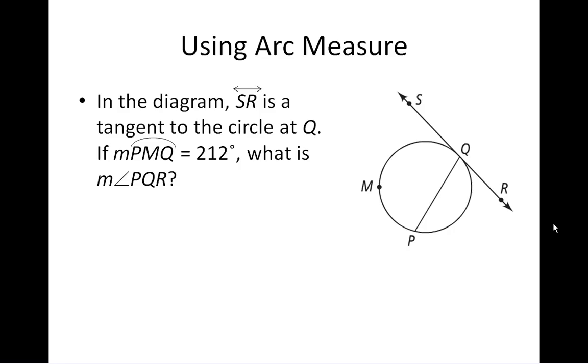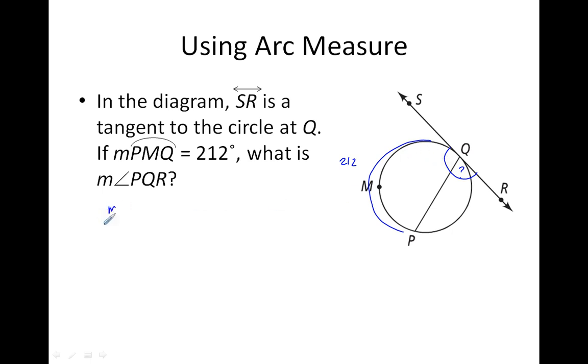Okay. So if we look at this example, segment SR, or line SR, is tangent to the circle at Q. If the measure of arc PMQ, that's this one, is 212, what is the measure of angle PQR? So we're looking for this angle here. Well, these two angles together form that line, so that means they have to add up to 180.